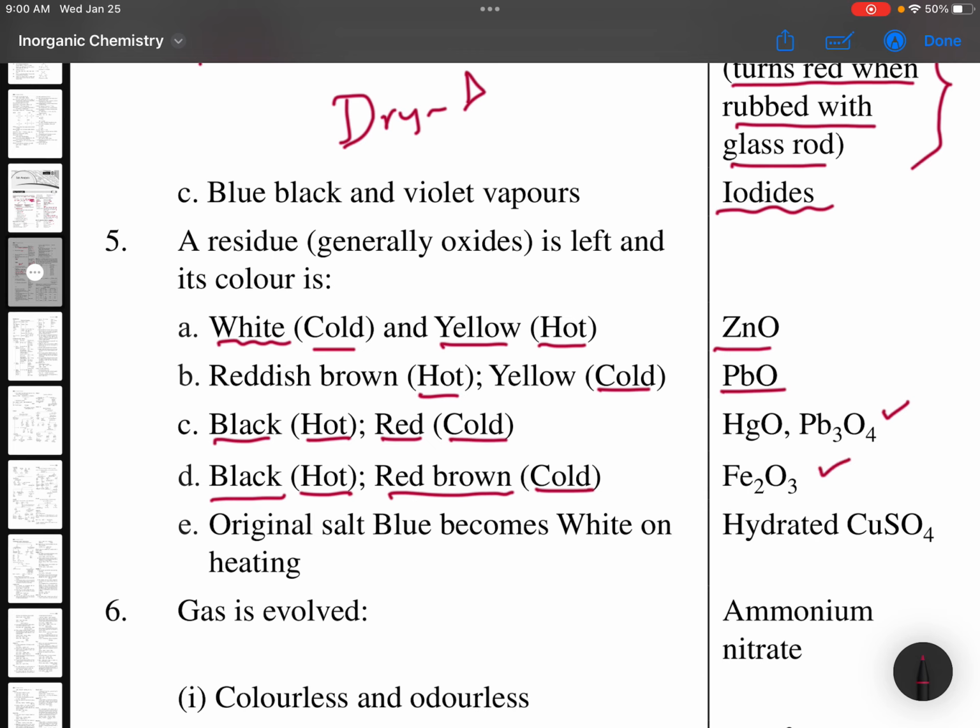Original salt blue becomes white on heating: hydrated copper sulfate, because it loses water molecules. When the water molecules have gone, it is colorless. Very important concept.